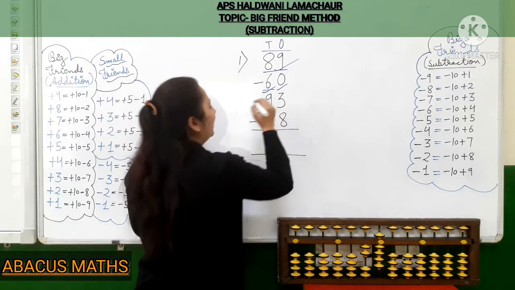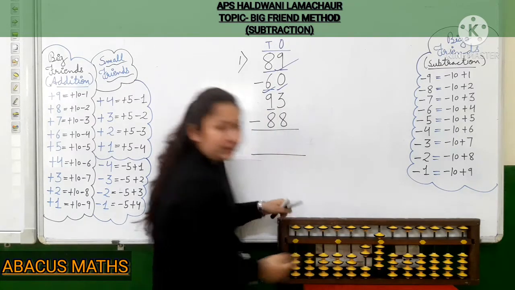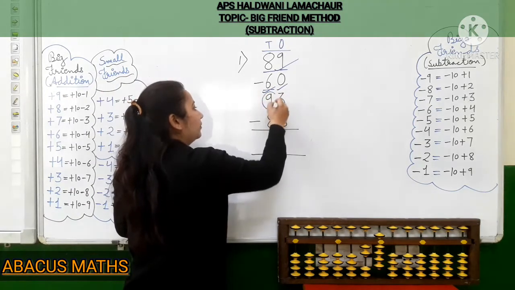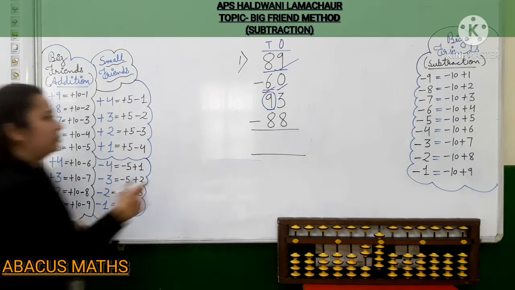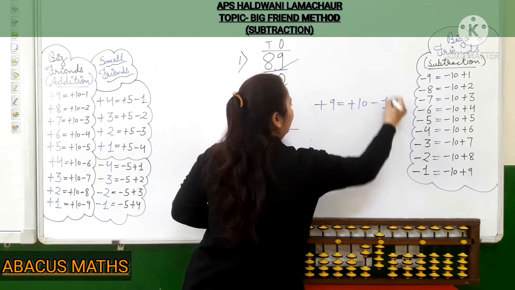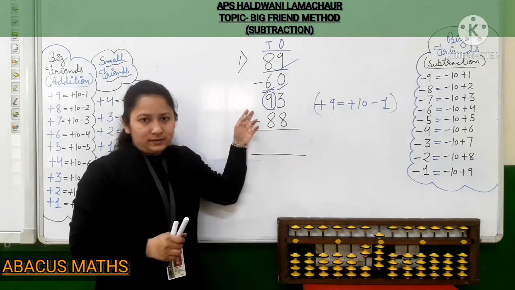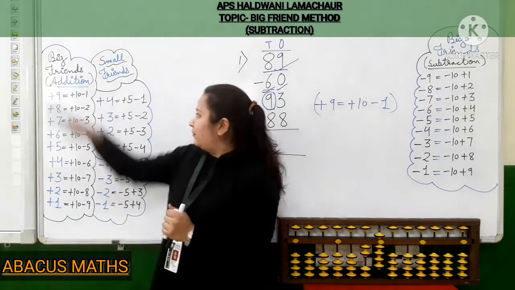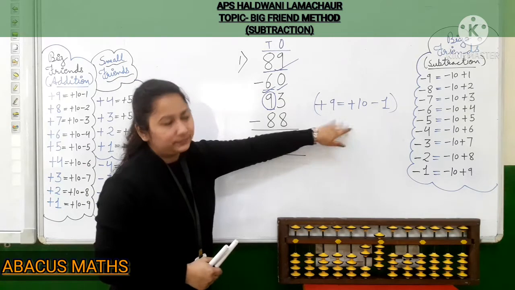Now next you have to add 9 in the tens rod. We have already added 2, so how will you add 9? Just remember the big friend formula for adding 9. Do you remember? For adding 9, what did we used to do? Plus 10 minus 1. Yes. When the bead is not there, then we use the big friend formula. And plus 9 is in the big friend addition formula. So we have used this plus 9 formula.